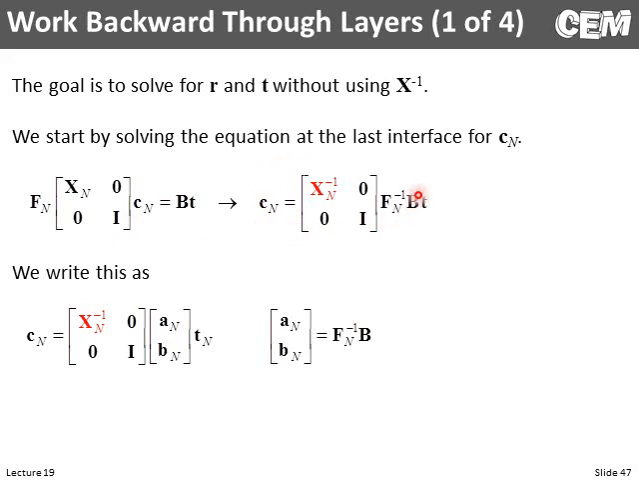Now what we're going to do is take this f backward divide b, and lump that into this other matrix that has some top part that we'll call a sub n and some bottom part we'll call b sub n. So these two parts are just f backward divide b. We'll do this calculation and then extract a and b from that.